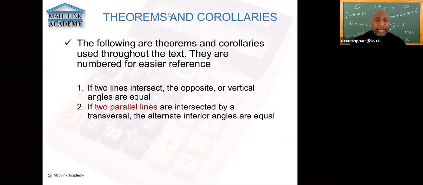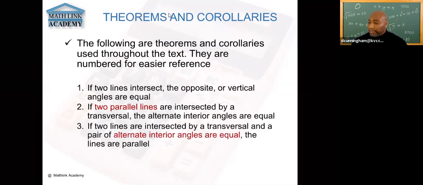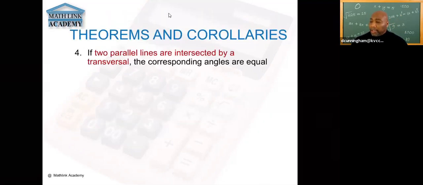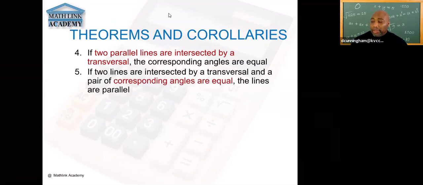If two parallel lines are intersected by a transversal, the alternate interior angles are equal, and that's important. The key is what I put in red: two parallel lines. So the lines must be parallel, then crossed by a transversal. The alternate interiors are equal. Similarly, if two parallel lines are intersected by a transversal, then the corresponding angles are equal.